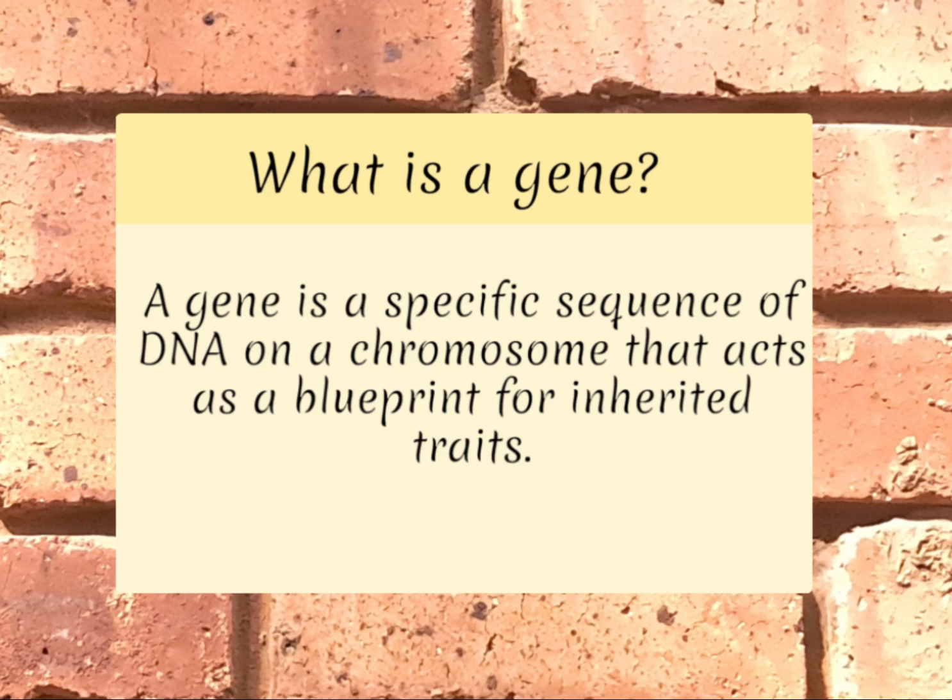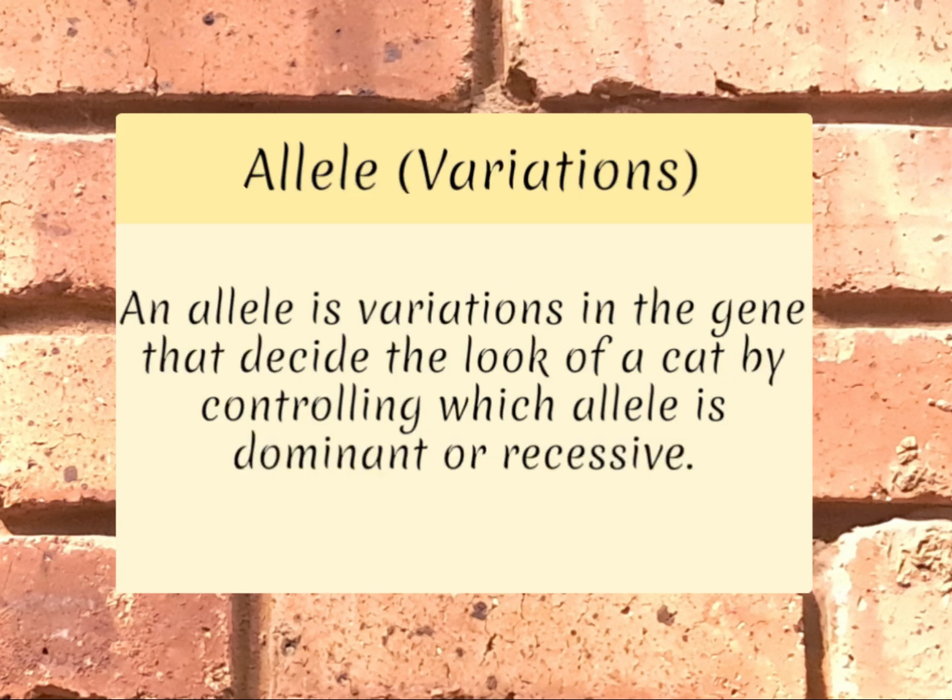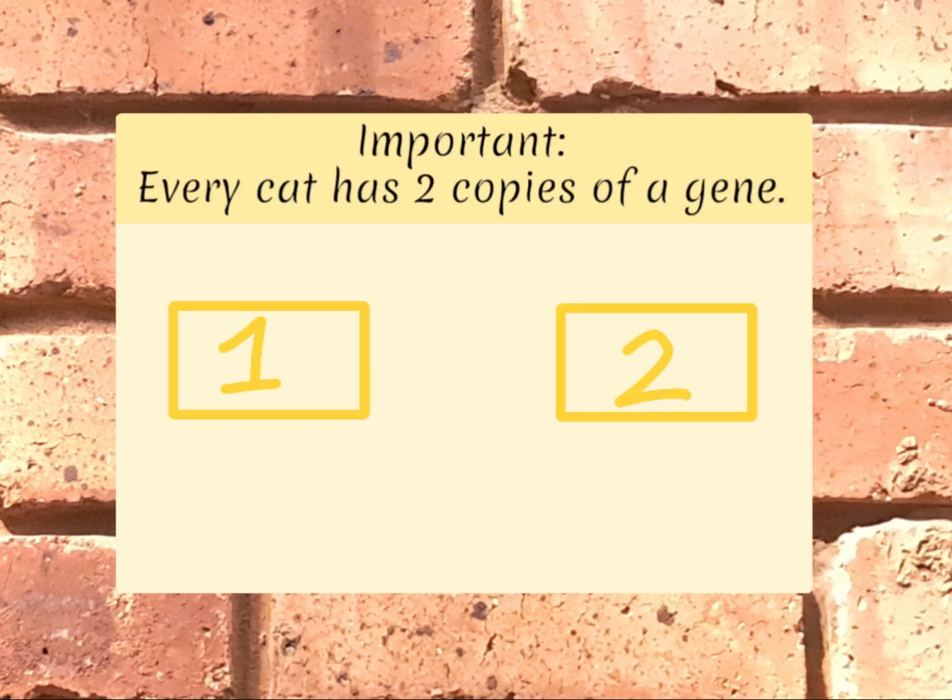What is a gene? A gene is a specific sequence of DNA on a chromosome that acts as a blueprint for inherited traits. Allele. An allele is variations in the gene that decides the look of a cat by controlling which allele is dominant or recessive. It is important to note that every cat has 2 copies of a gene.